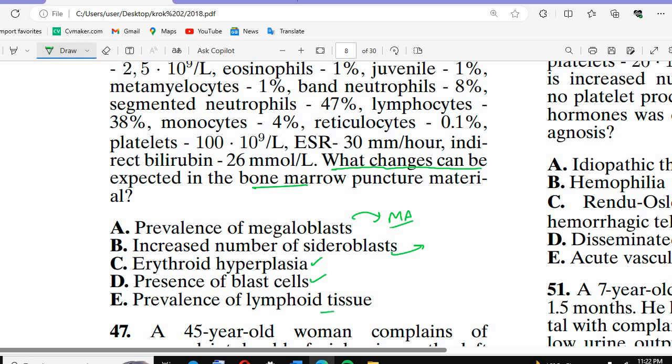The prevalence of lymphoid tissues can be there, which can be associated with lymphoma. So you know everything. Now you need to check which point given in the options is given in the question.